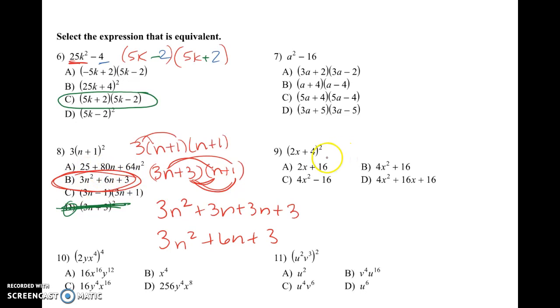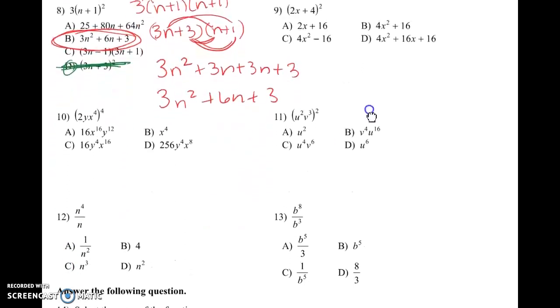Okay, same type of thing here. Remember, 2x plus 4 squared is 2x plus 4 times 2x plus 4. You can't distribute the exponent, not when there's a plus inside. That plus is, nope, can't do that. And you can't distribute that 3. You actually have to FOIL this out.